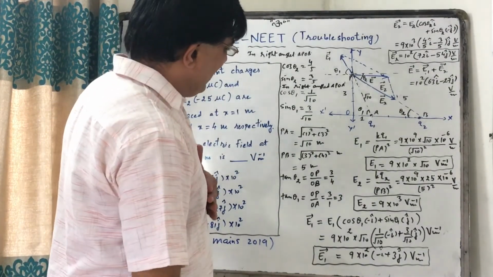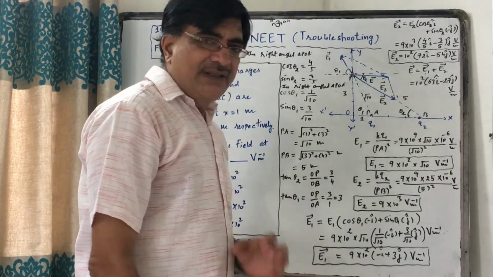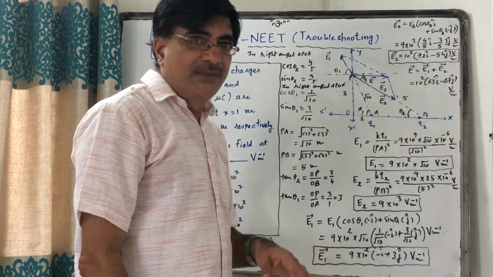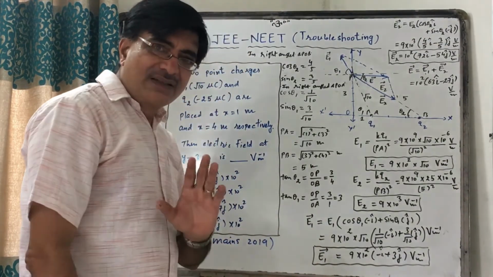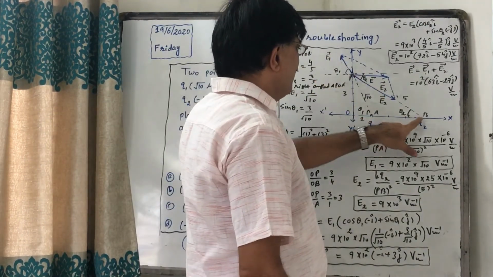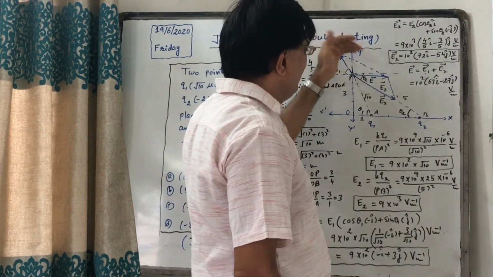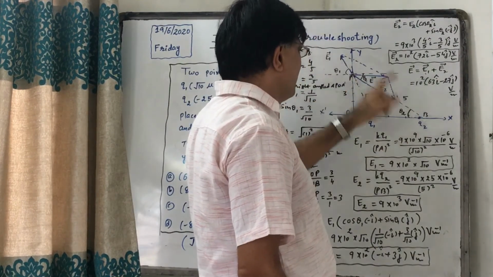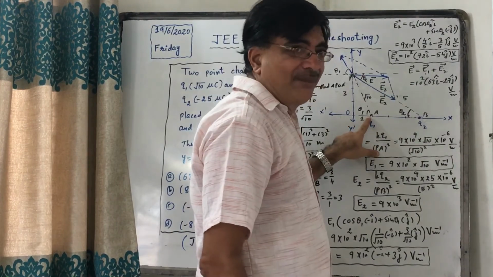This I have explained to you in detail with calculation. But see, there is an easy method. If you don't have enough time, you can easily decide which is the answer. How? See, from this figure, it is obvious that this electric field is more than this electric field, because this charge is 25 microcoulomb and this is root 10 microcoulomb.